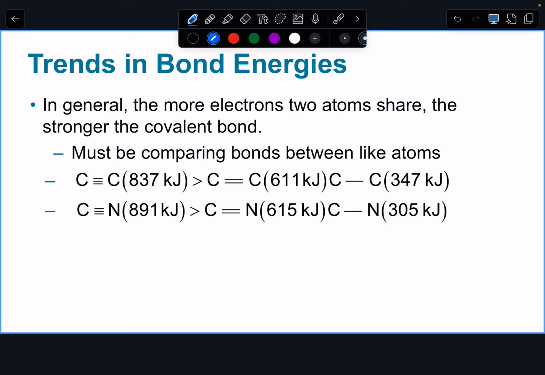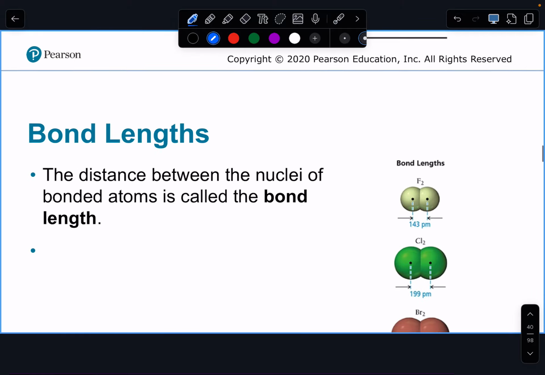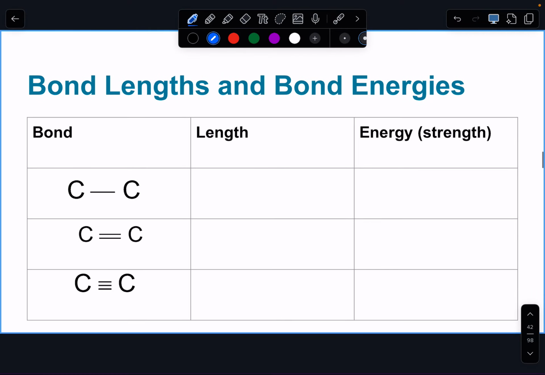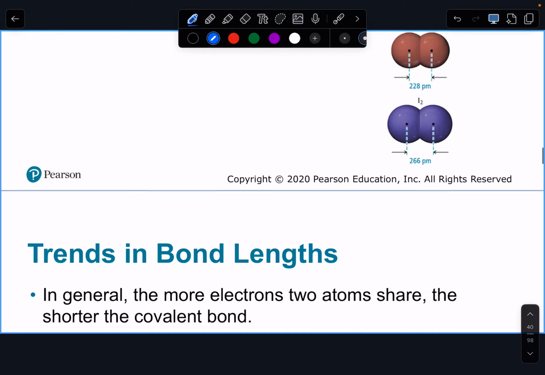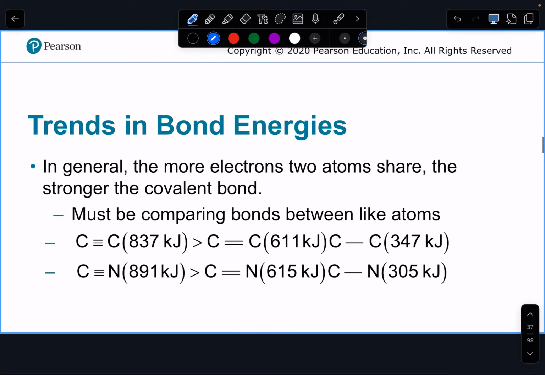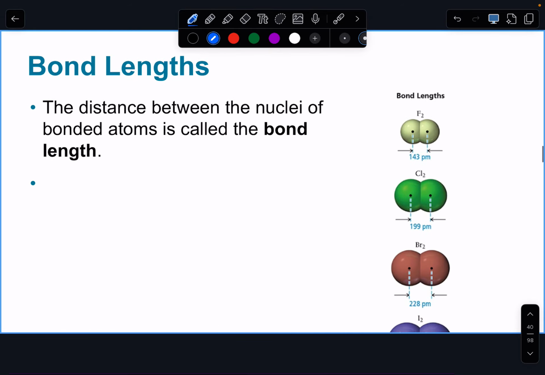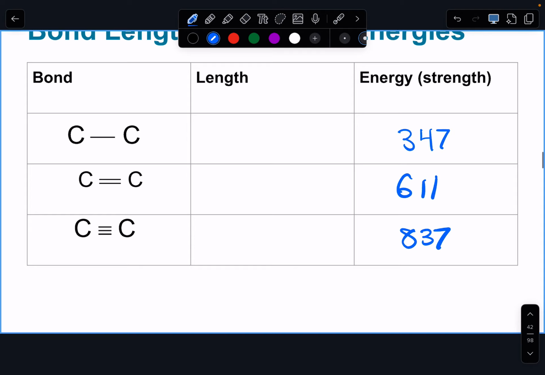The last thing I want to do is compare these bond strengths to bond length. I'm going to try hard to remember these numbers: 837 and 347, and then 611 in the middle. I'm going to go down to this chart down here. I don't remember if I got them in the right spot. Let's see. Oh, yes, okay.